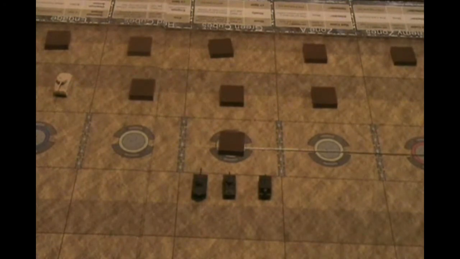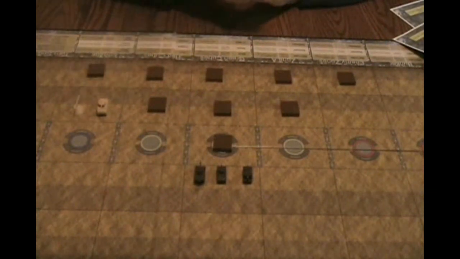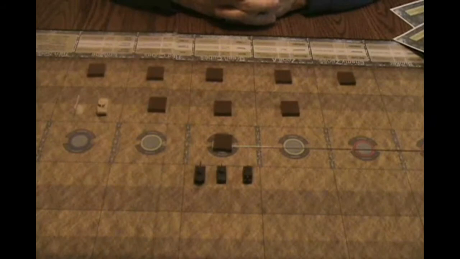And if you notice in the bottom left corner of your military chart, the attacker would get +3 to their strength for firing at units on the side. Now I want to show you what an armor unit and an anti-armor unit do when it fires on the side of enemy armor, outside of the front of their defense.